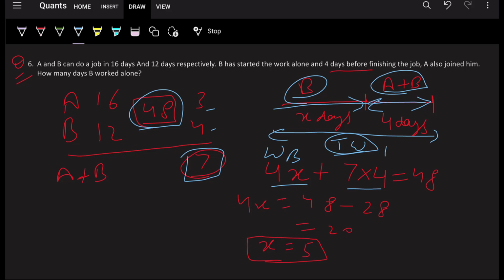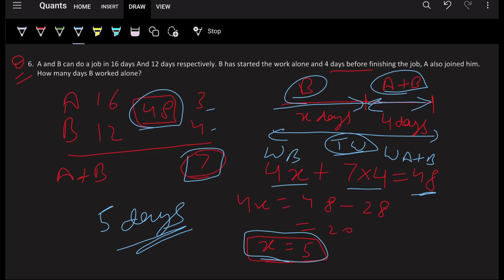and this is the work done by A plus B in 4 days, is equal to what? 48, the total work. So from here we get 4x equals 48 minus 28, which is 20. So x is equal to 5. So for 5 days B has worked alone.